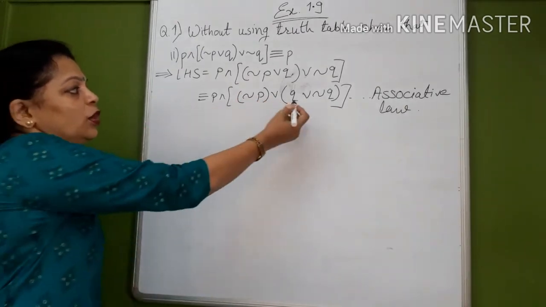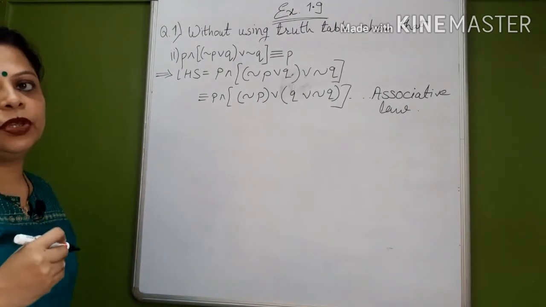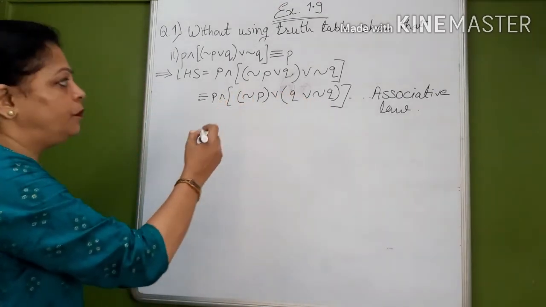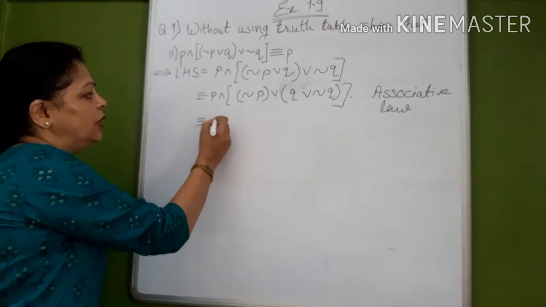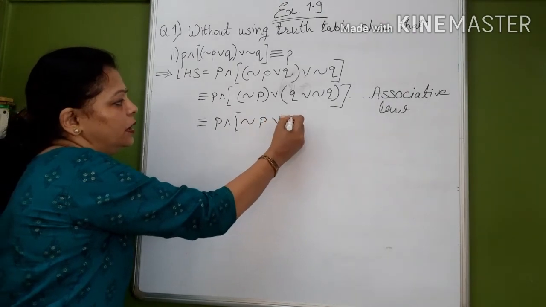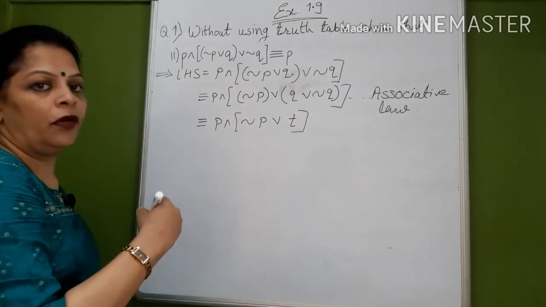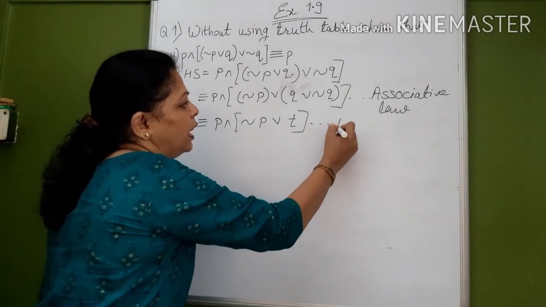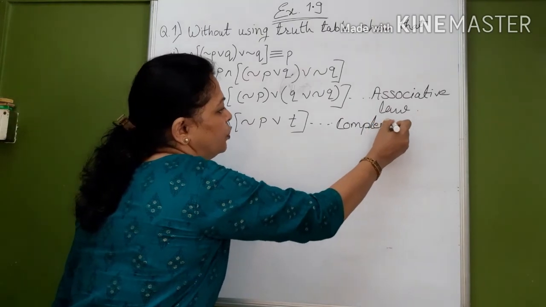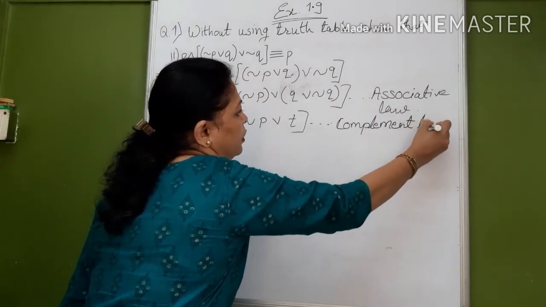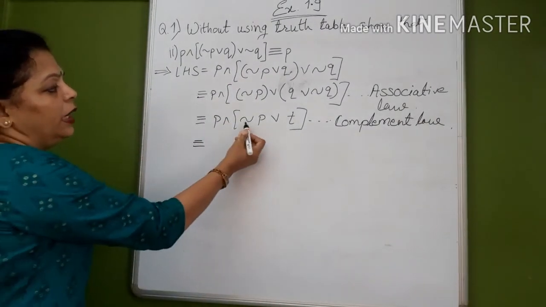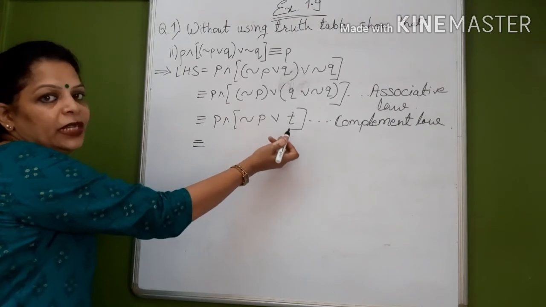Fine. Because now Q or negation Q, you know what it is. It will be T. So we write this is equal to P and (negation P or T), that is tautology. This is called complement law. You must know these laws by heart. Complement law. Now negation P or T, you know it will be T.